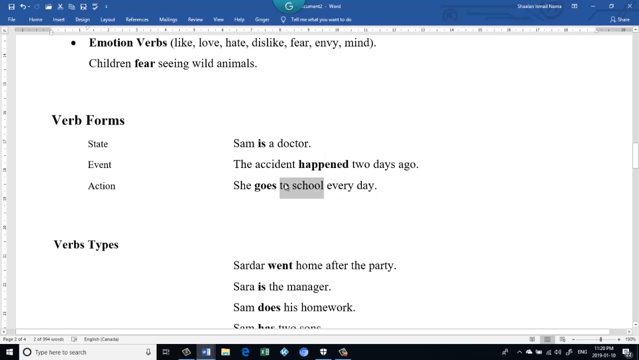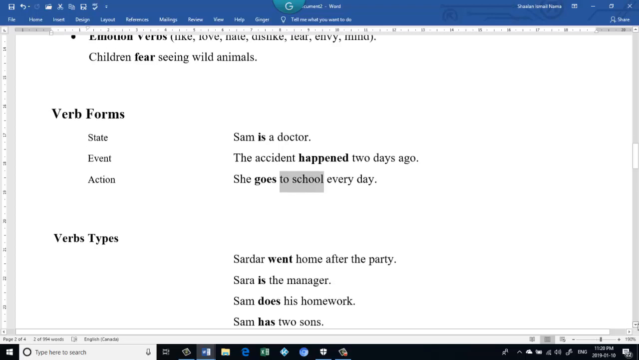Some people say, oh, this is an object. Then we have to say object of the preposition. But I don't think that's correct, but it's better you could say complement. It's easier. Every day, adverb of time, how often she goes to school.